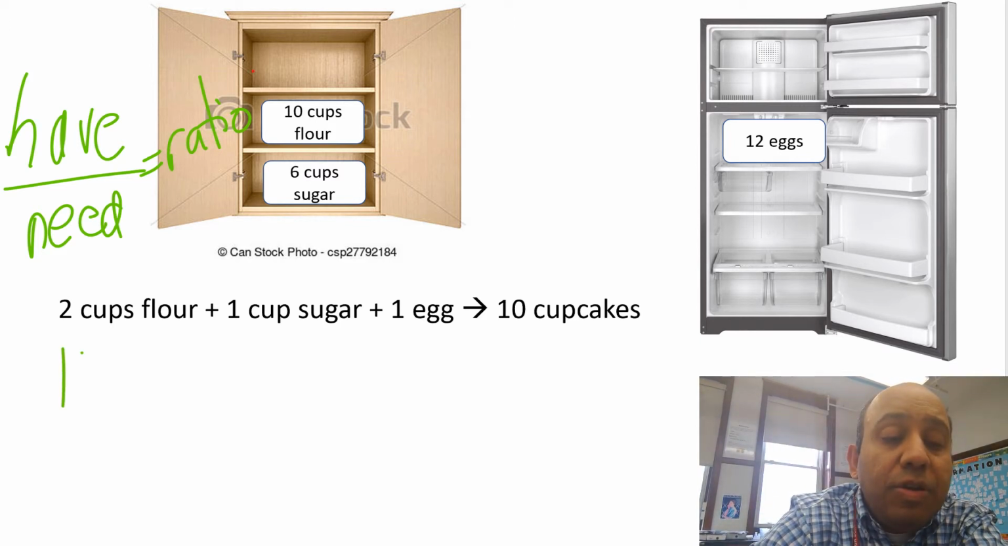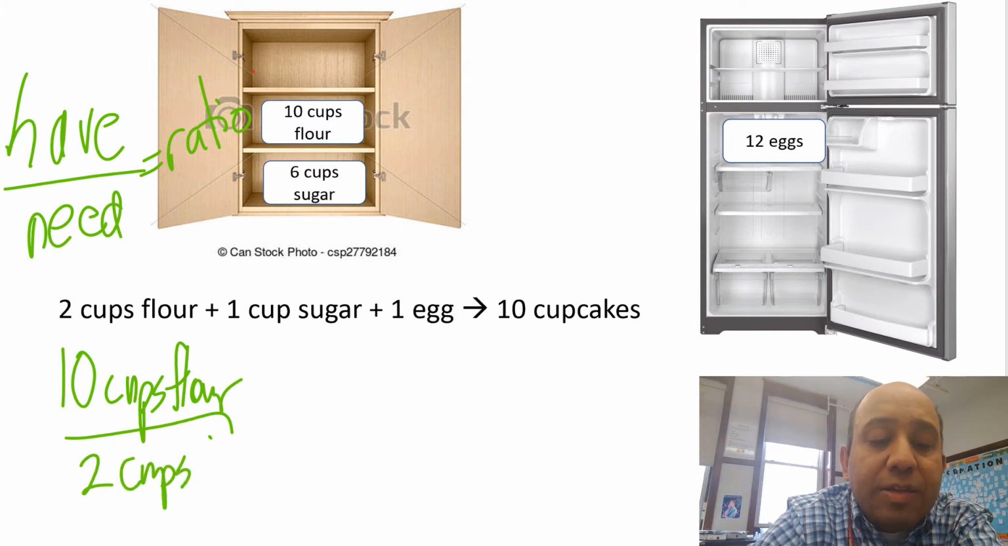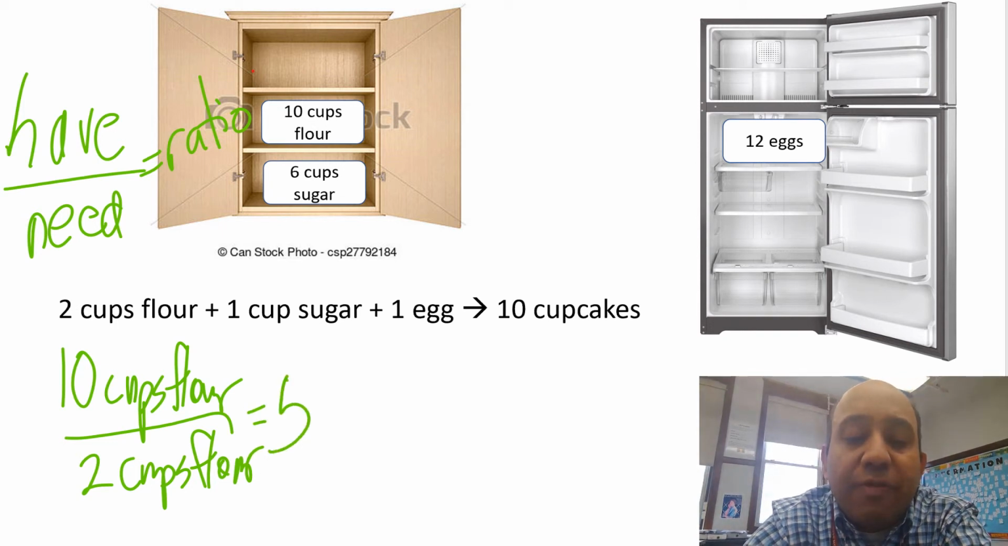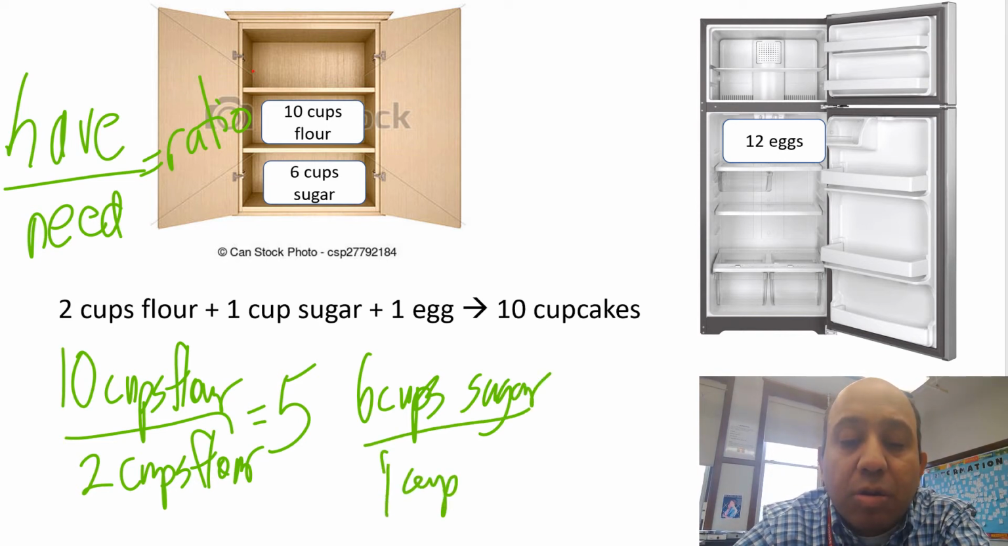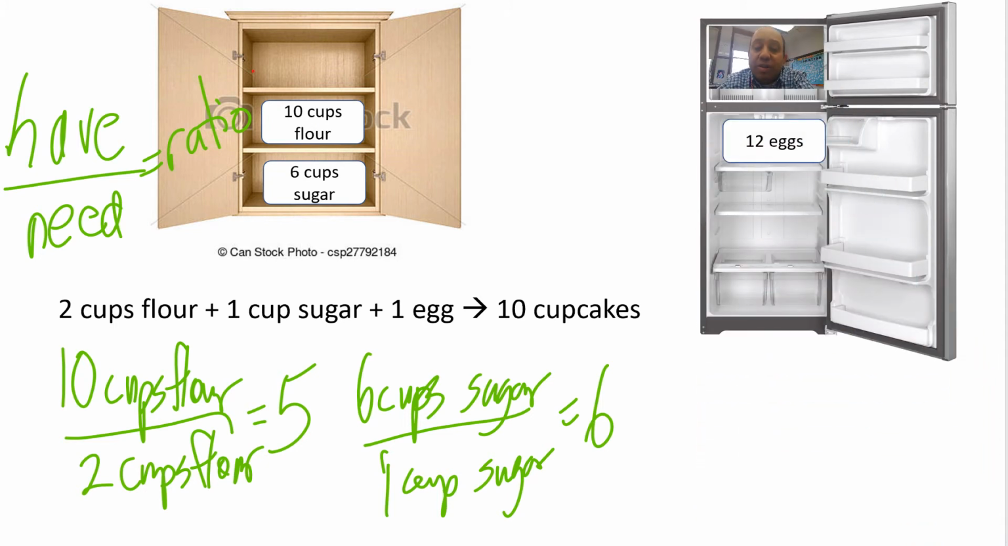So, you take your 10 cups of flour that are in your cupboard, and you divide it by 2 cups of flour. And that tells you how many times you can run the reaction according to flour. And that would be a 5, right? 10 divided by 2 is 5. And then you take your 6 cups of sugar, and you divide by 1 cup of sugar, and you get 6. That means you can run the reaction 6 times if sugar was the only concern.